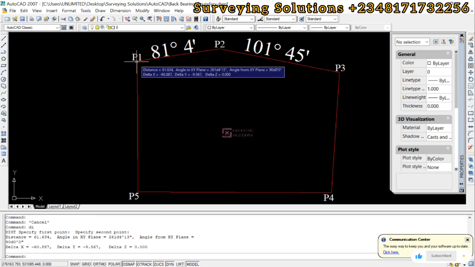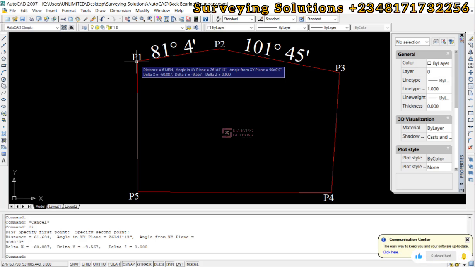Now you can observe that the outputted distance is still 63.634. However, the bearing outputted is now 261 degrees 4 minutes 13 seconds. Now what is the first thing you are going to observe? The bearings are no longer the same. They are actually the same, however their difference is 180. Now how can we say two values that are different by 180 are actually the same? Yes, they are the same because we are talking about the same line.